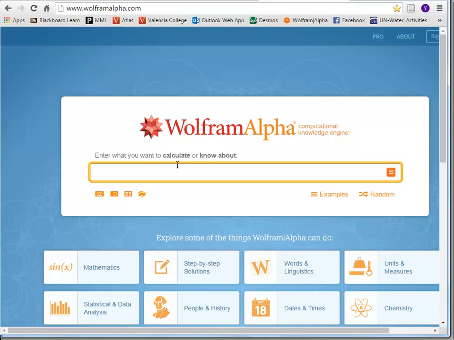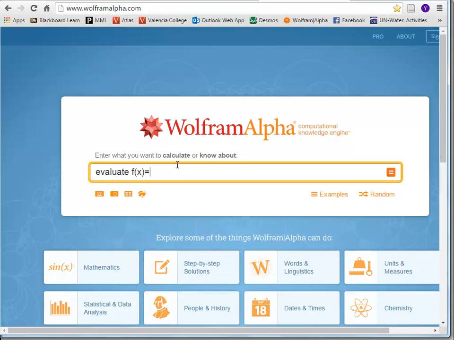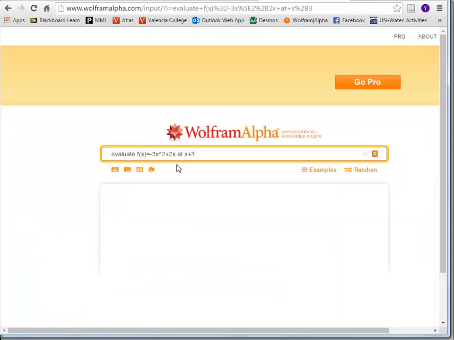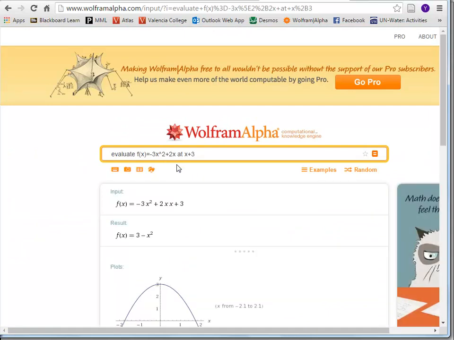But what you could do is you could evaluate. So let's say we could type evaluate f of x equals negative 2x squared. I think I did that wrong, right? Isn't it negative 3x squared plus 2x at x plus 3? Let's see what happens here. I believe it will interpret what I want, and it will plug x plus 3 in, and then it'll evaluate that for me.